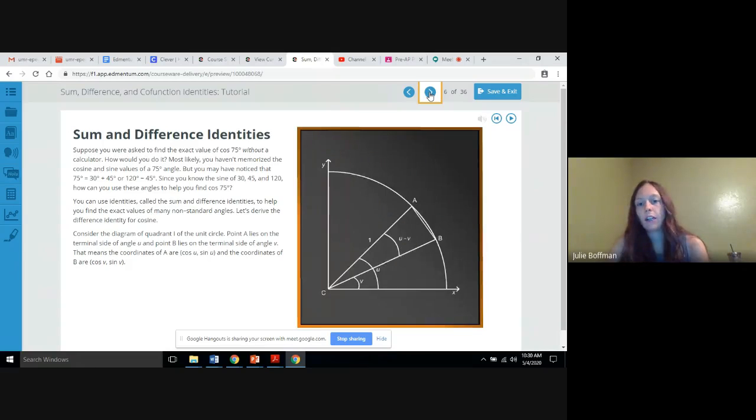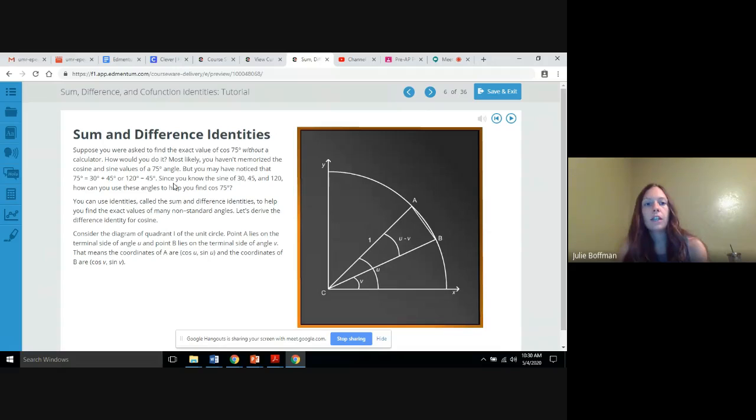So here they just talk about what I was just saying. How could we break up an angle? It talks about how if you want to find cosine 75 without a calculator, normally you're going to use your unit circle if they give you an angle. And 75 degrees is not on the unit circle.